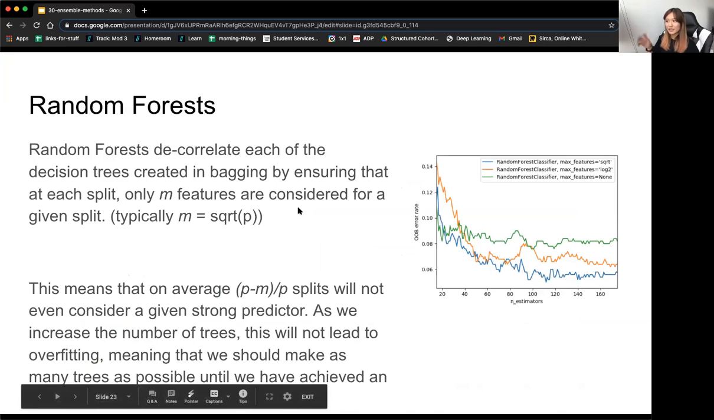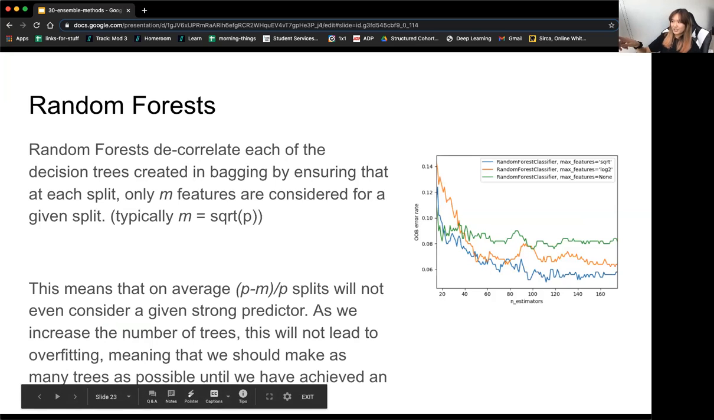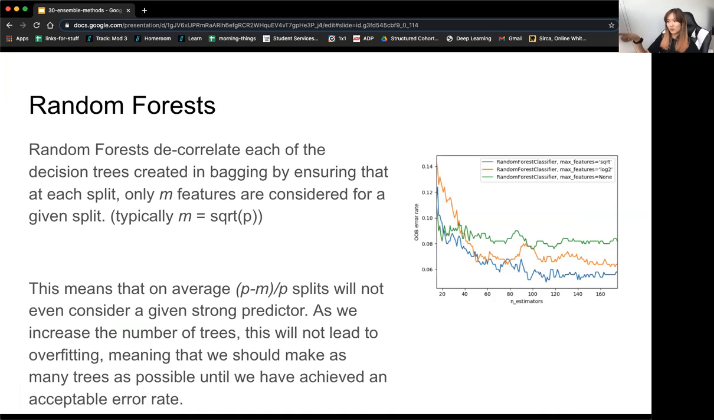Random forests basically decorrelate each decision tree created in bagging by ensuring that at each split only M features are considered. And the default is M being the square root of your total number of features. So if I had 10 features, the square root of 10 is a little bit over 3. So out of 10 features, you're only going to consider 3 at each split. And as I mentioned, the number of features you consider is usually a minority number. So that means that on average, that number of splits won't be considered given a strong predictor.